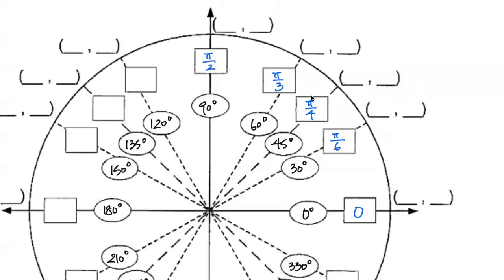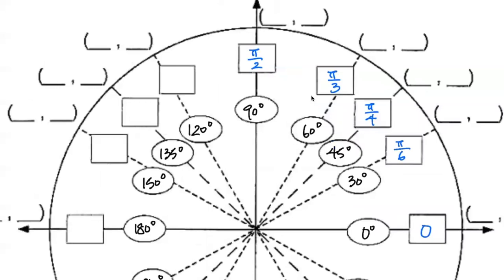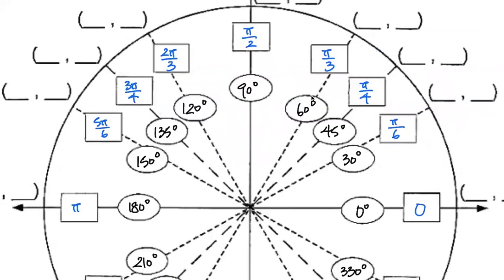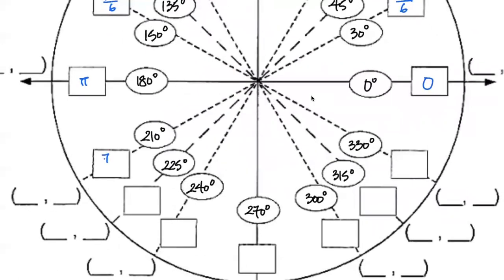Okay, all right. What's 120 in radians? Two pi over 3. There's your 2π/3, all right? What about 135? 3π/4. What about 150? 5π/6. And we get π. Top half done. We keep going.